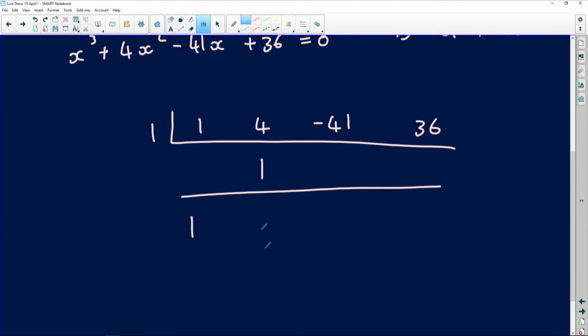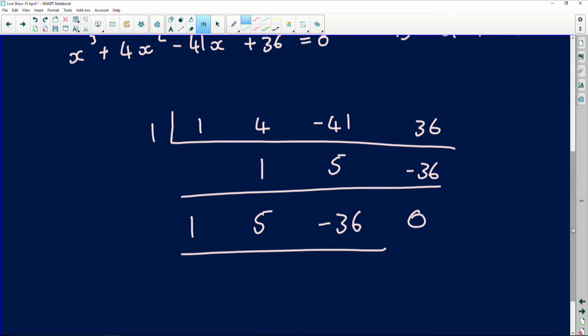We're then going to add these up. We're going to say 4 plus 1 gets me 5. I'm then going to have 1 times 5 is 5. Great stuff. I'm then going to have negative 41 plus 5. That gets me to negative 36. And 1 times negative 36 gets me negative 36. If we add these up, we get 0, and that's exactly what we want.